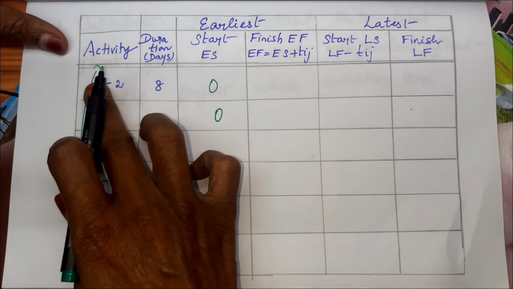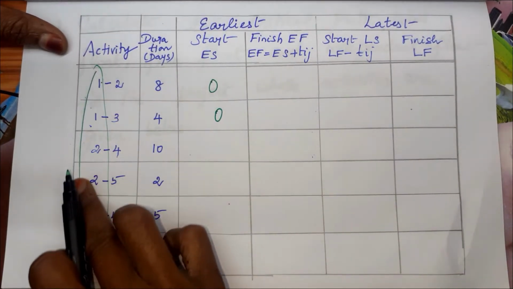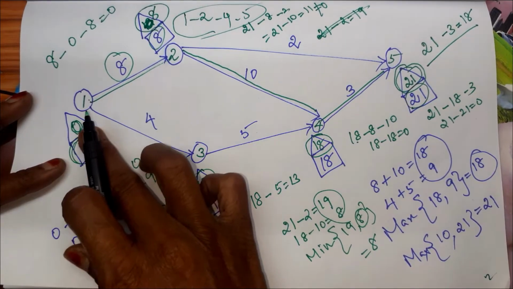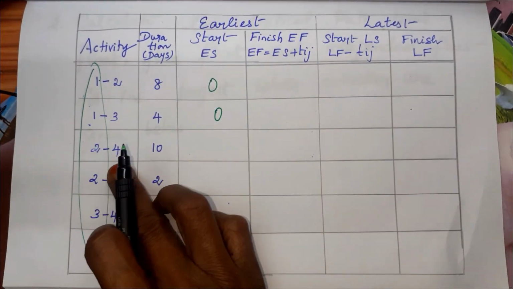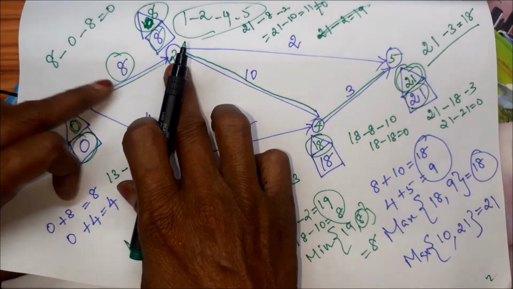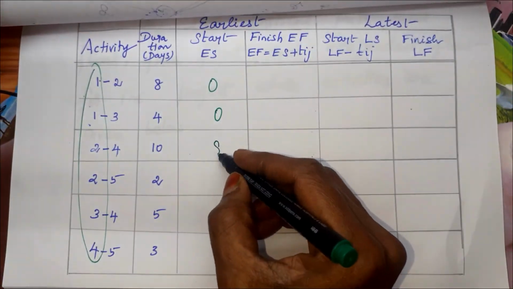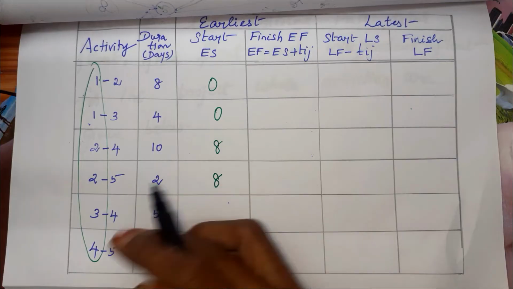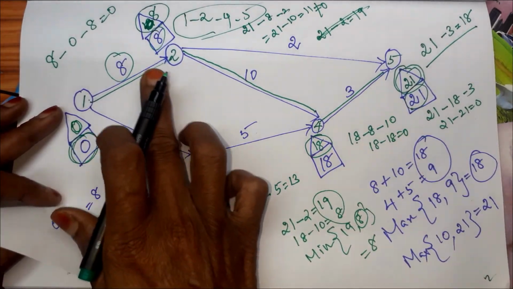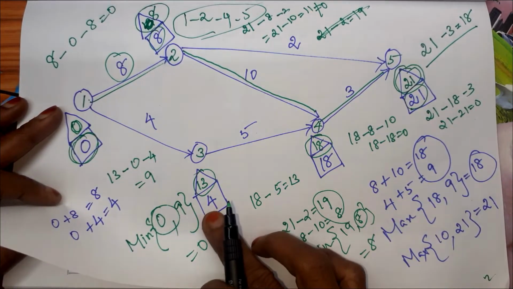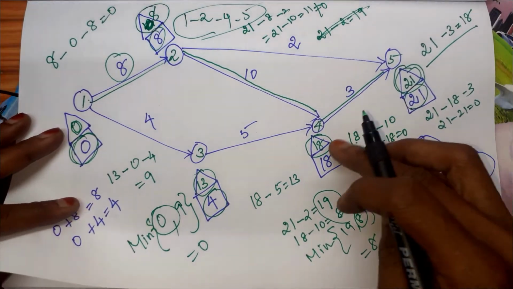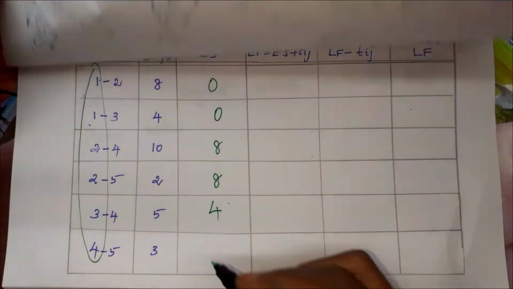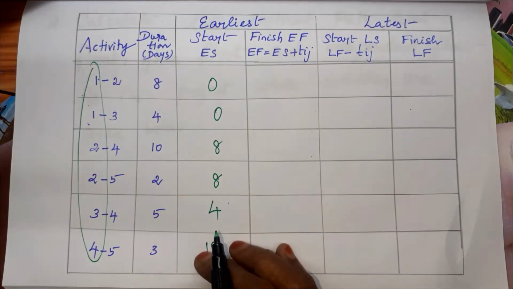For that, see the left side numbers. For those numbers in your diagram, whatever box values we have, that will come in this column. For 2, 4 or 2, the box value is 8. 2, 5 also 8. 3, 4 means for 3, where is 3? For 3, the box value is 4. And 4, 5 means 4, this is 18. So first we have filled all these values.